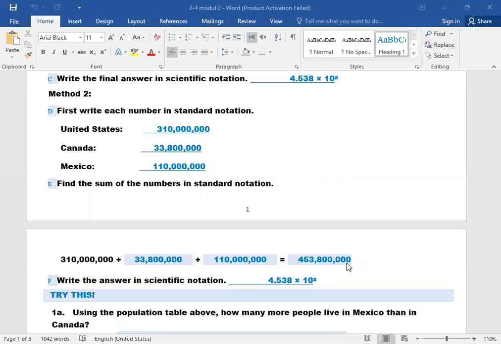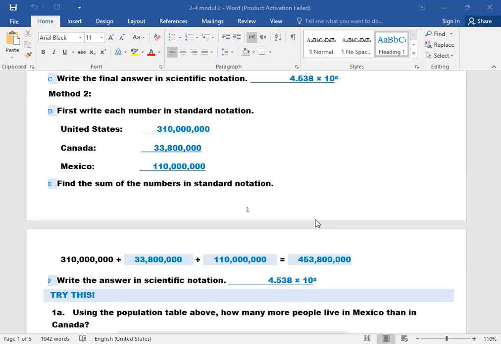Don't forget that we have to change this number to scientific notation. Then we have to move the decimal point. You may say we can't see the decimal point. No, we have it, but it's invisible. It's at the end. So from the decimal point, you have to count 1, 2, 3, 4, 5, 6, 7, 8. So the answer will be 4.538 times 10 to the power of 8. So this is the second method which you can choose.